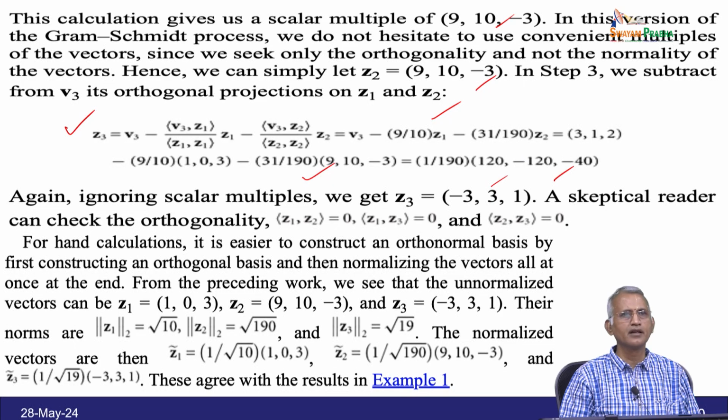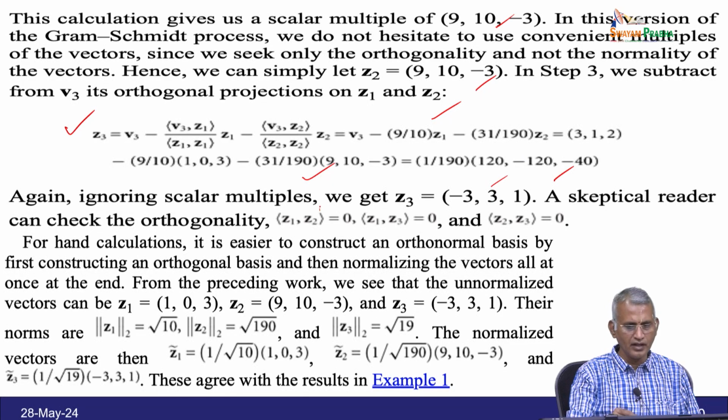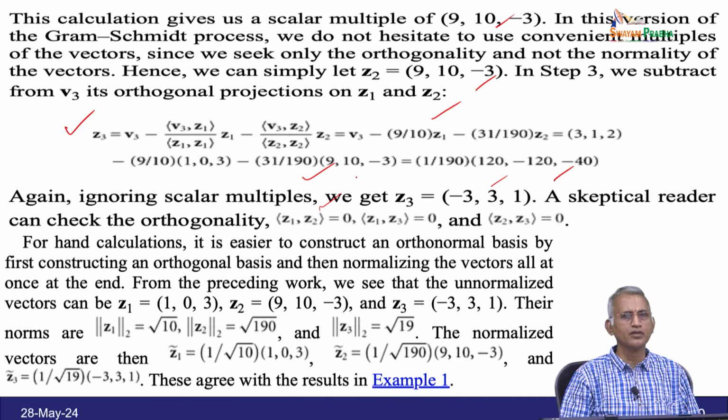The skeptical reader can check the orthogonality: inner product of Z1 and Z2 equals 0, Z1 and Z3 equals 0, and Z2 and Z3 equals 0. So, it is easier to construct an orthogonal basis first and then normalize the vectors all at once at the end. From the preceding work, the unnormalized vectors are Z1 equal to (1, 0, 3), Z2 equal to (9, 10, minus 3) and Z3 equal to (minus 3, 3, 1).